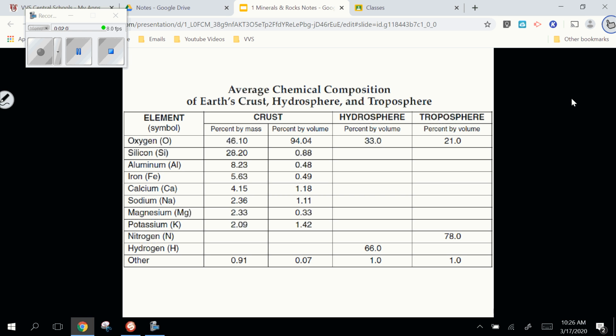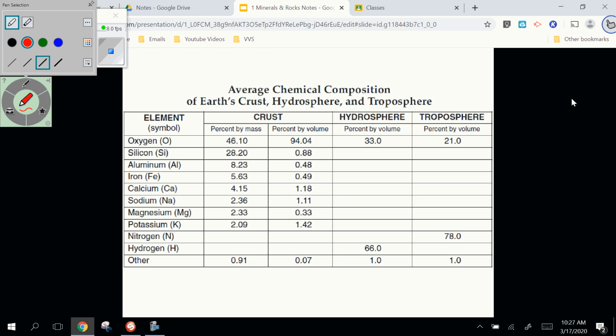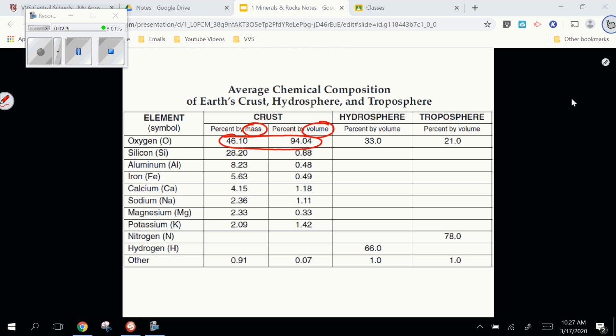we have crust, hydrosphere, and troposphere. So land, sea, and air, so to speak. All right? And then we've got some elements on the side here, and you can see that they separate out crust by mass and volume. Right? Oxygen, doesn't matter which one we're looking at, oxygen takes up the most percent, 94% by volume, 46% by mass. Okay.